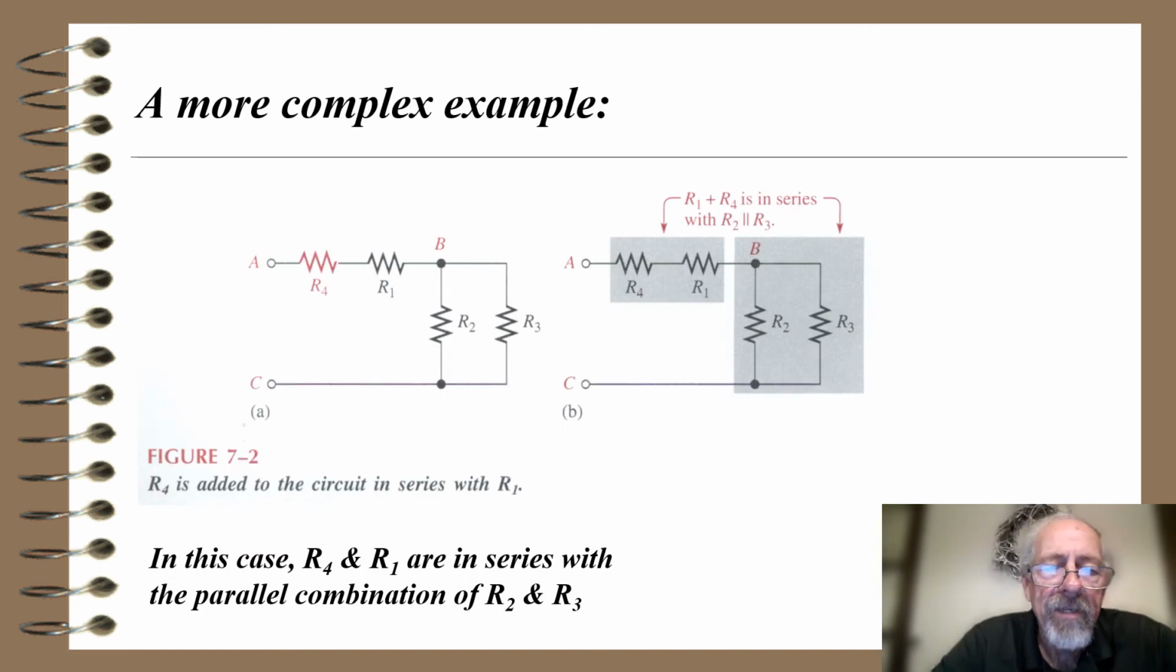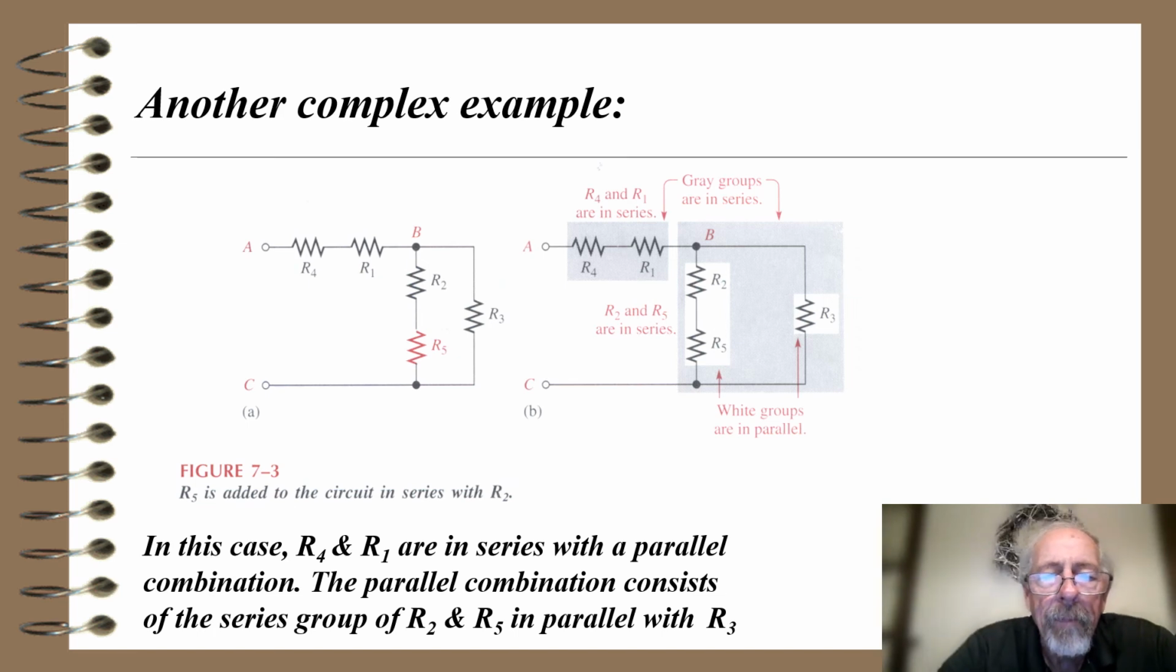A more complex example, this shows, again, now 4 resistors. In part A, I've got R1, R2, R3, and R4, the red one that's been added. So what happens? R1 and R4 are in series with R2 and R3, which are in parallel when we look at them in the shaded view on the right. So in this case, R4 and R1 are in series with a parallel combination of R2 and R3.